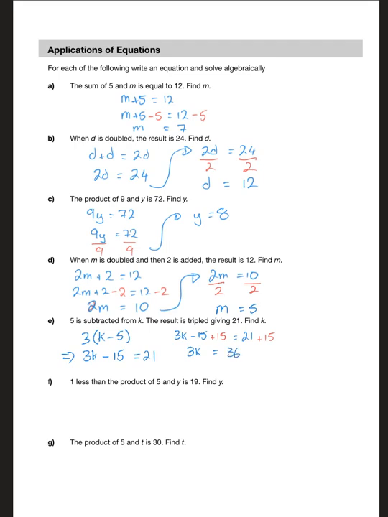Now we have to undo the 3k, so that becomes 3k equals 36. We divide both sides by 3 to undo that, which of course means k becomes 12.